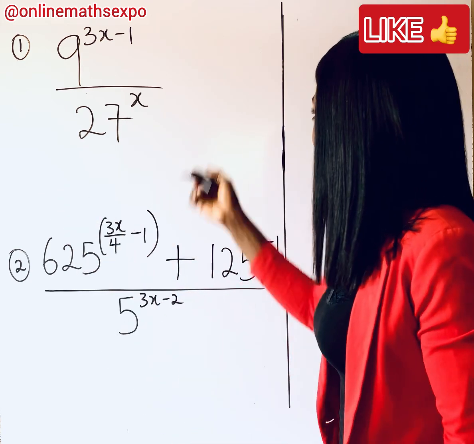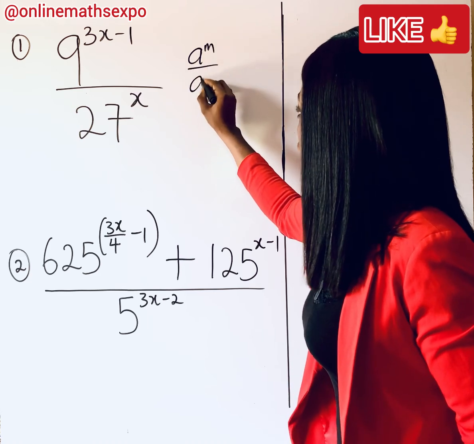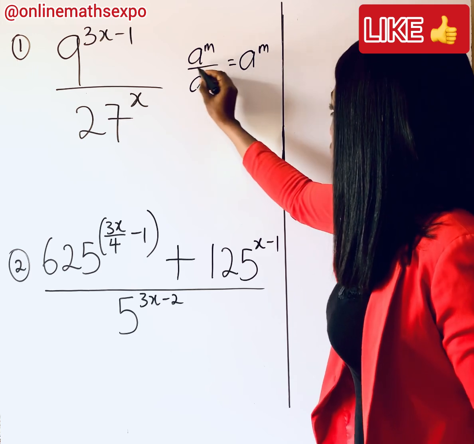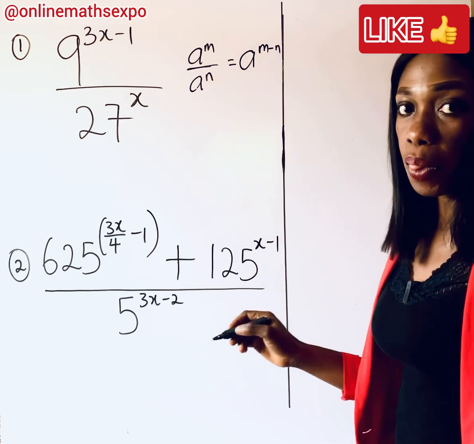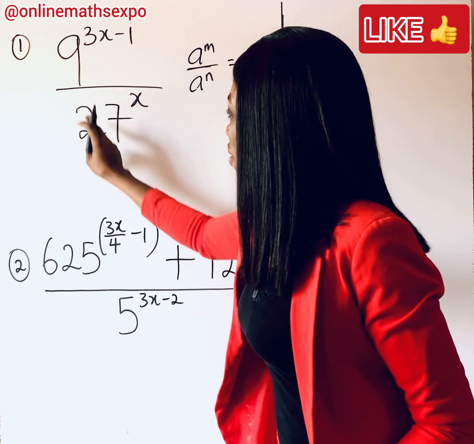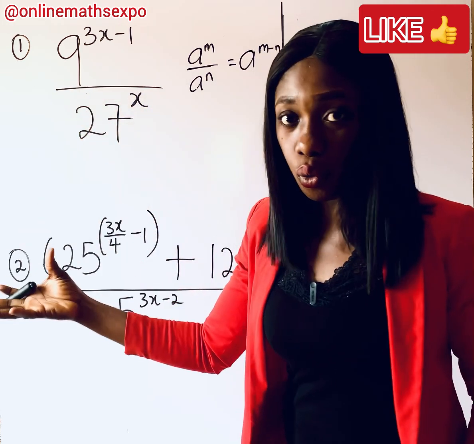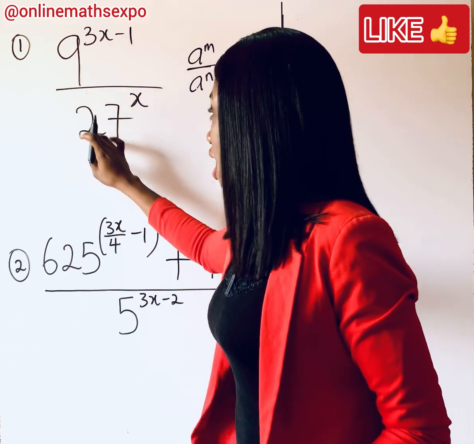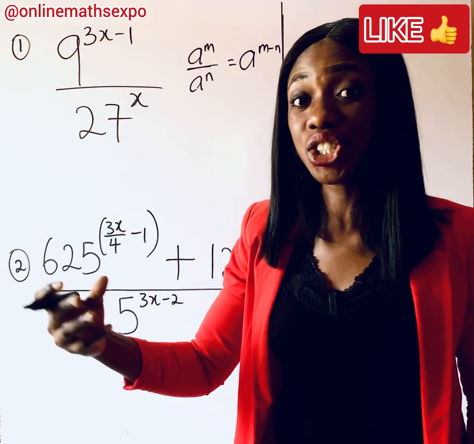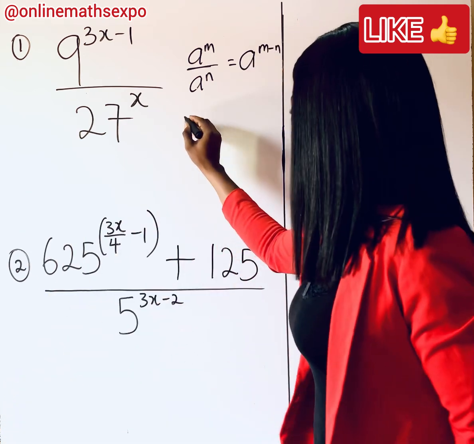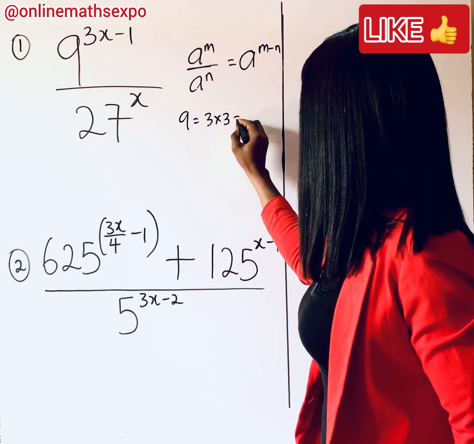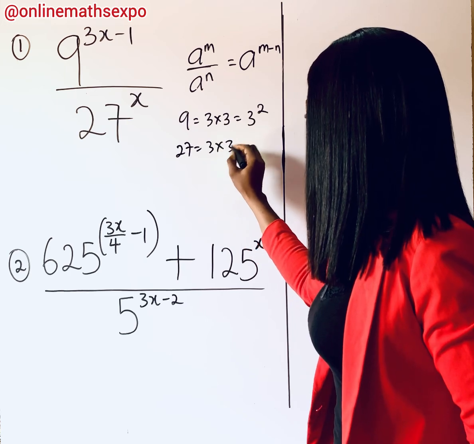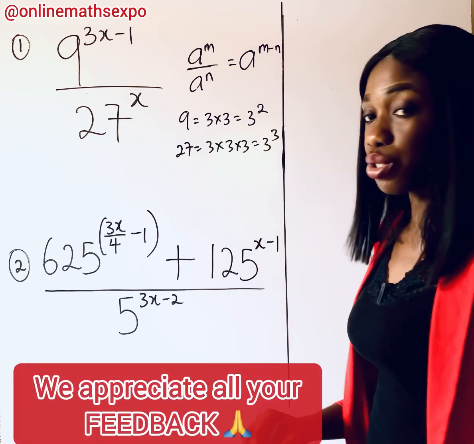Now, one of the rules says when you have a to the power of m over a to the power of n, where the bases are the same, it means a to the power of m division will turn to subtraction. Okay, but when you look at this, do they look alike? Are their bases the same? No, but you can make them to be the same because each time you have a number like 9 and 27, they always share a common base. We know that 9 is 3 times 3, which will give you 3 to the power of 2. And what about 27? It is 3 times 3 times 3, which will give us 3 cubed. Did you see it now?